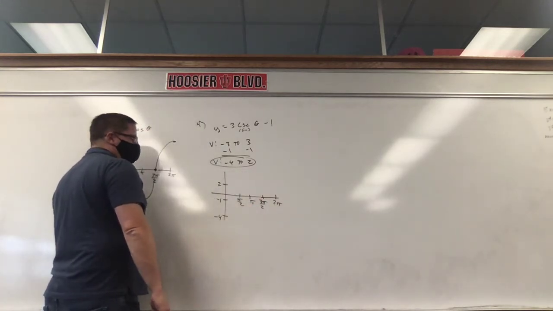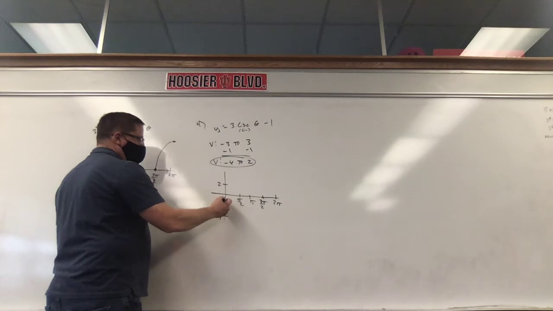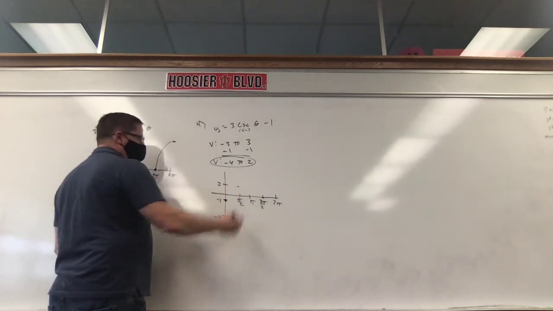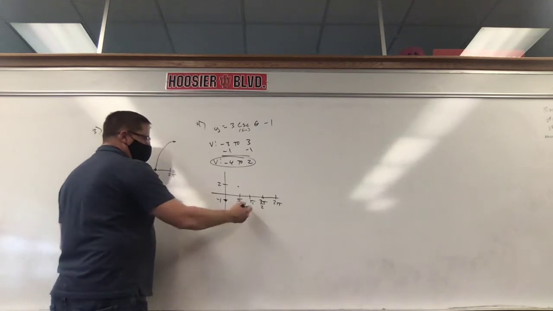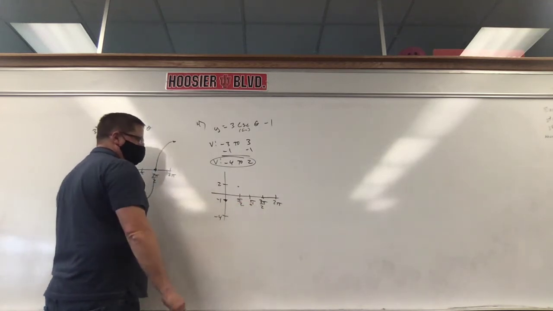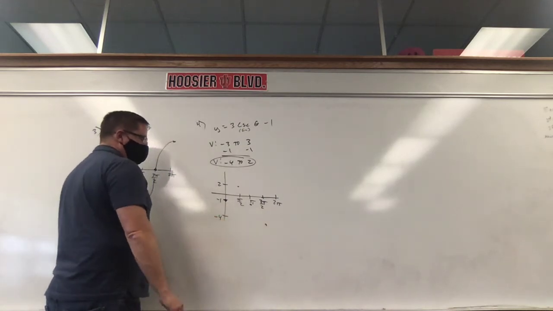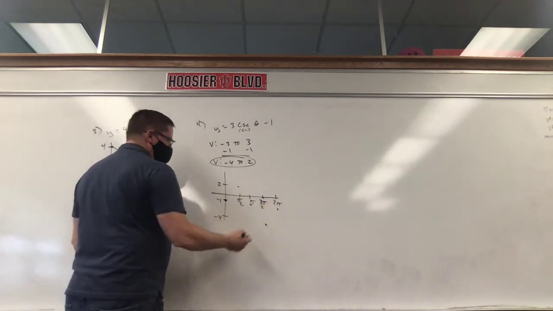A sine graph starts right in the middle, so it's 0, -1. This is not flipped, so at pi over 2, we're at the high point, 2. At pi, we're back in the middle at -1. At 3 pi over 2, we're at the low point, which is -4. And at 2 pi, we're back to the middle, which is 2 pi, or -1.